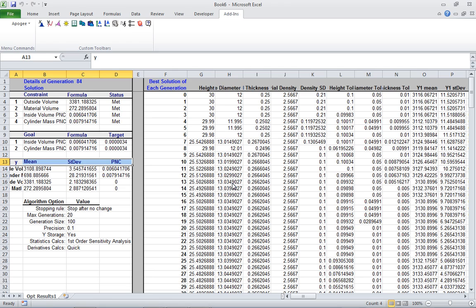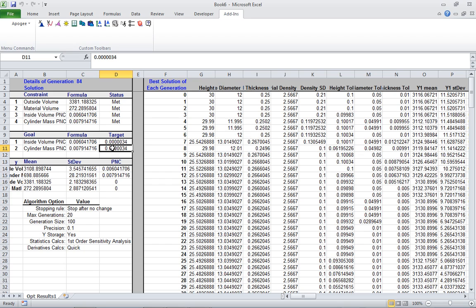What we have obtained in examining results is that for our 4 constraints, 2 on the means, the outside volume and the material volume, and 2 on the PNCs for inside volume and cylinder mass, we have met all of these constraints. Our outside volume is less than 5,500 cubic centimeters, our material volume is greater than 250 cubic centimeters, and our PNCs are both below 1%. With respect to our goals, we had PNC objectives of getting down to 6 sigma, 3.4 E minus 6.